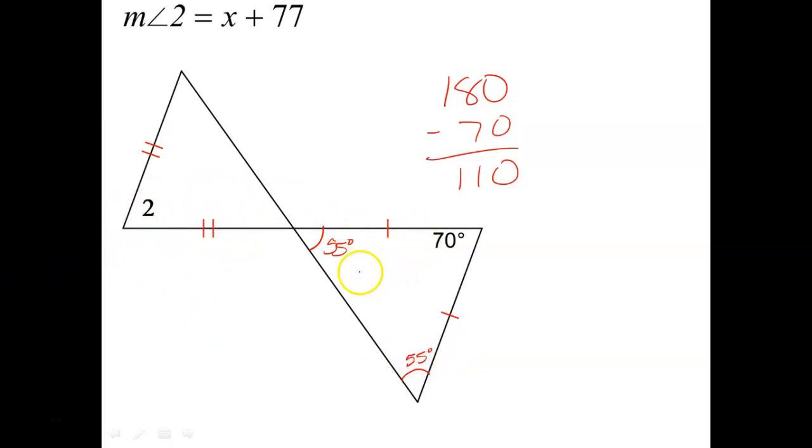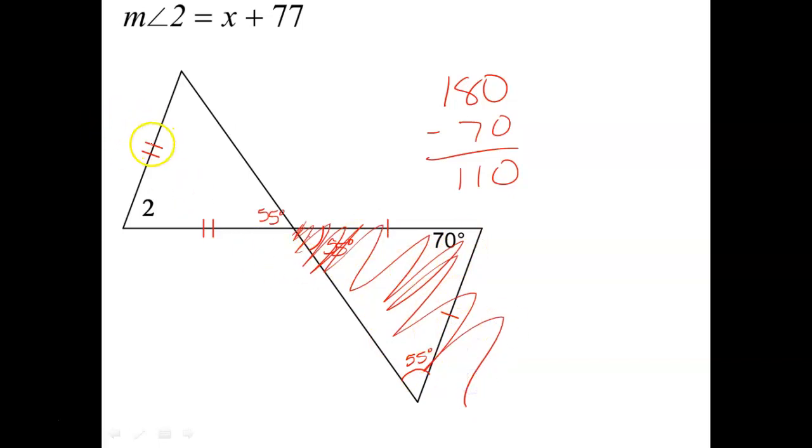All right, so you can only use what you have. And everybody knows that, I hope you guys can identify the vertical angles. And I know that if this is 55 degrees, so is this angle. Now, when you cover this right triangle over here, you don't need this anymore, y'all. So now I'm looking at another isosceles triangle.